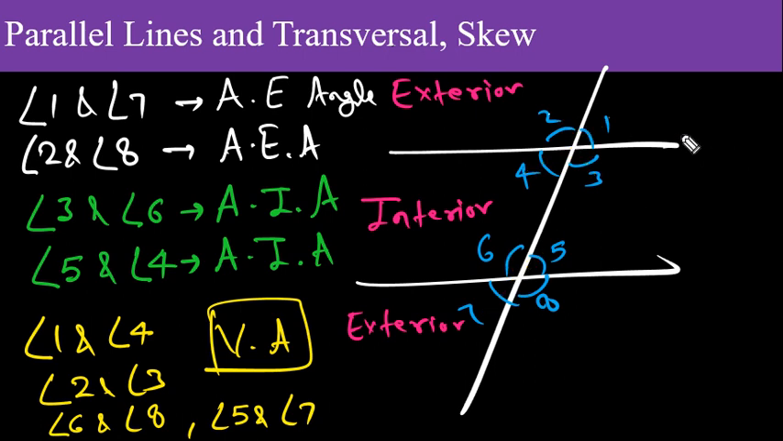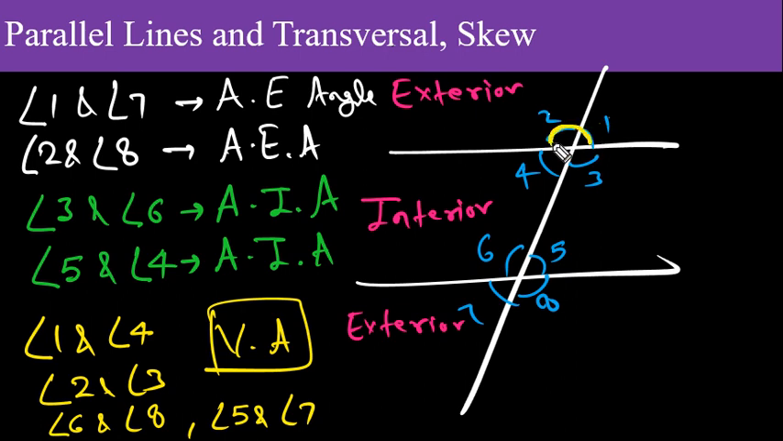Now what about 1 and 6? Is this vertical? 1 and 6? No, only this. Only this. This is what I draw, right? Only these are vertical angles. Okay. Now, 1 and 2. Is this vertical angle? No. What do we call this?